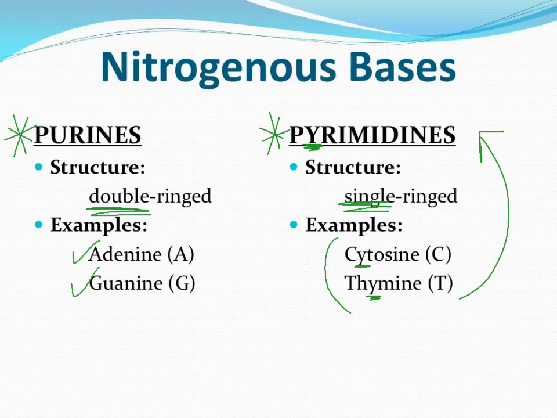So purines are double ringed. Think, it's a shorter word, but it's double. Pyrimidine's a longer word, but it's single. You just have to come up with a way to remember this.